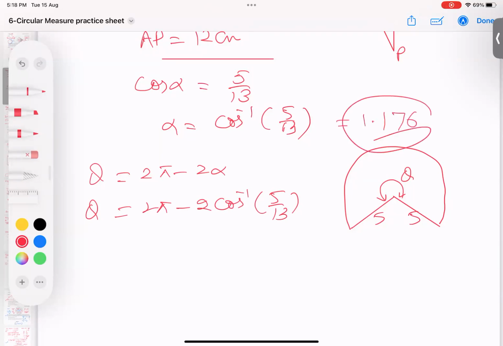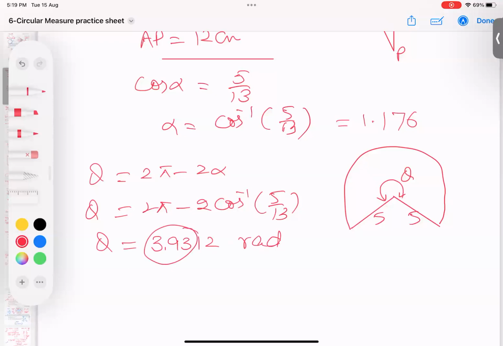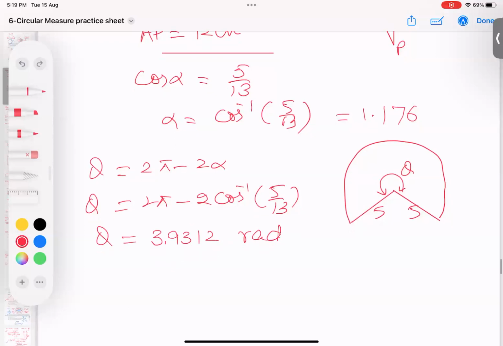This is coming 1.176. I can plug in this value even here. So this answer times 2, and subtract from 2 pi, and I am finally getting 3.9312. This is theta, in radians. I can write 2 dp, 3 dp, or 4 dp, no problem at all.